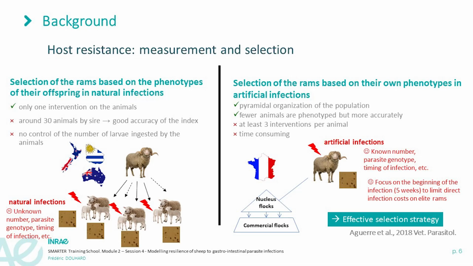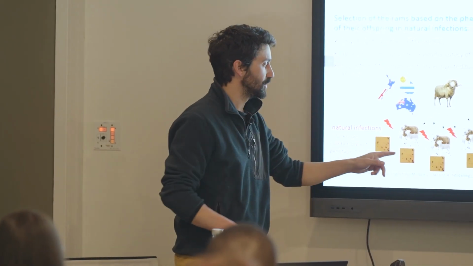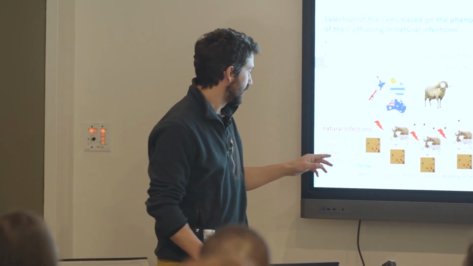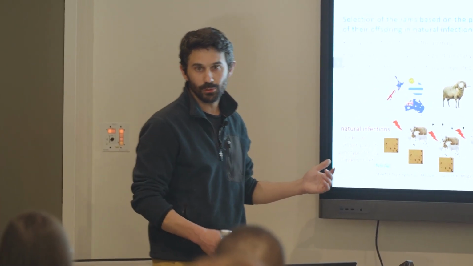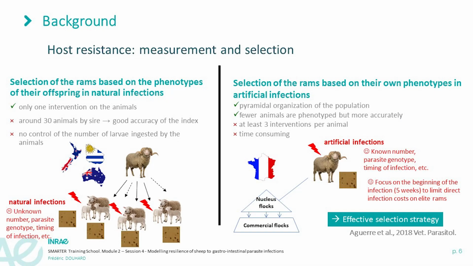There are two main ways of doing selection. The first way is to do progeny testing. You select the rams based on the phenotypes of the offspring. Basically, you have your elite ram, and you measure the fecal egg count of the progeny that are exposed to natural infection on different farms.